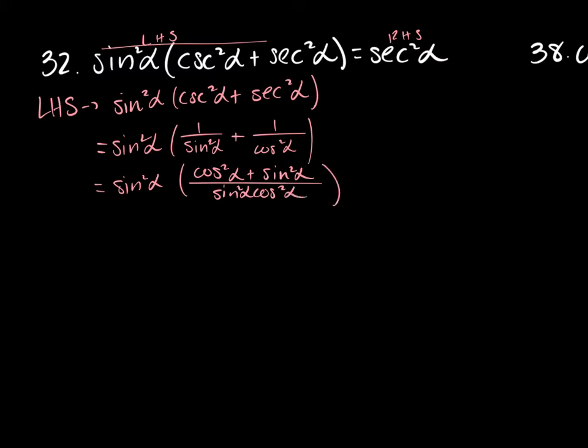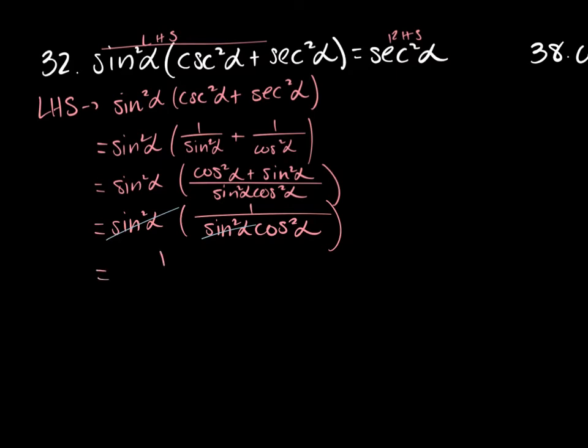Okay. Cosine squared alpha plus sine squared alpha is a Pythagorean identity. So this is going to be equal to sine squared alpha times 1 over sine squared alpha cosine squared alpha. My sine squareds cancel, and I'm left with 1 over cosine squared alpha, which is equivalent to secant squared alpha. This is my right-hand side. I've made them equal to each other, so therefore I am done with my proof. Now that little square just means that my proof is done. I don't need to move any further. That's just for me. You don't need to say that, okay?